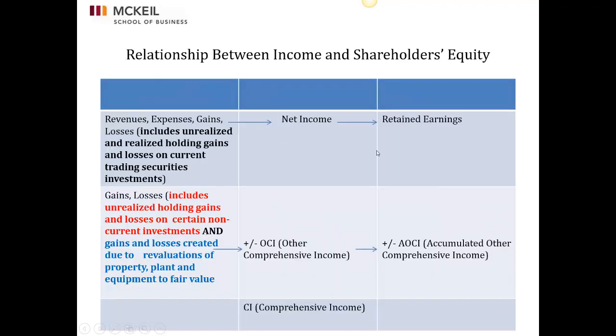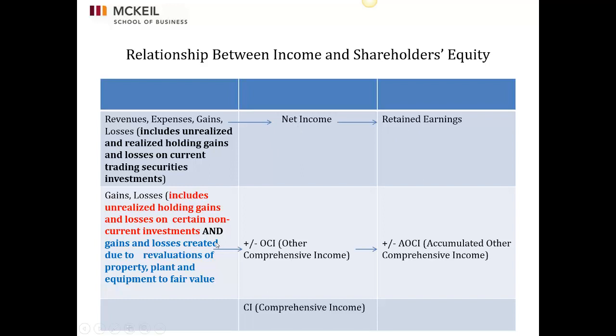All right, so again, if we're looking at the relationship between income and shareholders' equity, we know that revenues, expenses, gains, or losses, and that would include unrealized as well as realized gains and losses on current trading securities. These are securities you trade all the time. So if a company bought shares in other companies, they can buy or sell them regularly. We learned that those kinds of things go into net income. And we also know that net income through the closing process updates retained earnings.